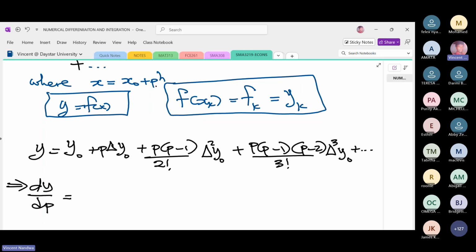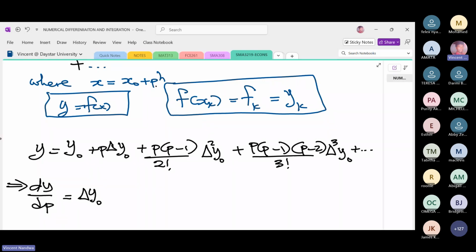Forward of y naught, second forward of y naught, third forward of y naught, etc. Remember, those are constant, they're numbers, if you remember when we were doing the difference table. So those are just constant values.